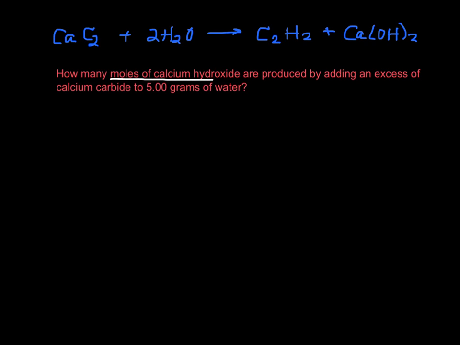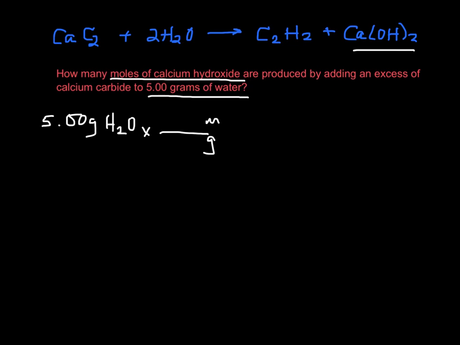How many moles of calcium hydroxide are produced by adding an excess of calcium carbide to 5 grams of water? So we're going to start with the 5 grams of H2O. If I have something other than moles, the first thing we do is change to moles. We're going to use the molar mass of water, which is 18.02. And then I'm going to go ahead and do the all-important mole ratio. I'm going to change moles of water, which is what I had, to moles of what I'm looking for, which is calcium hydroxide.